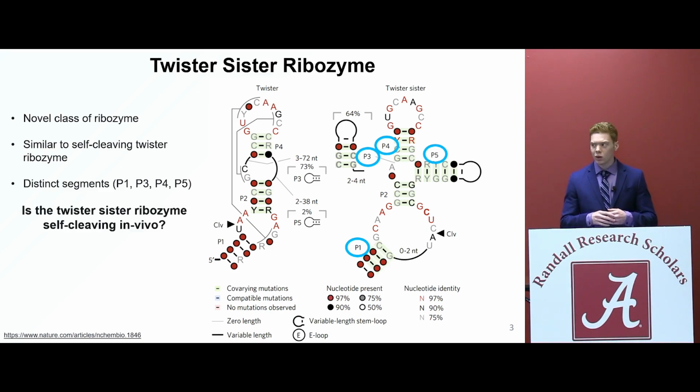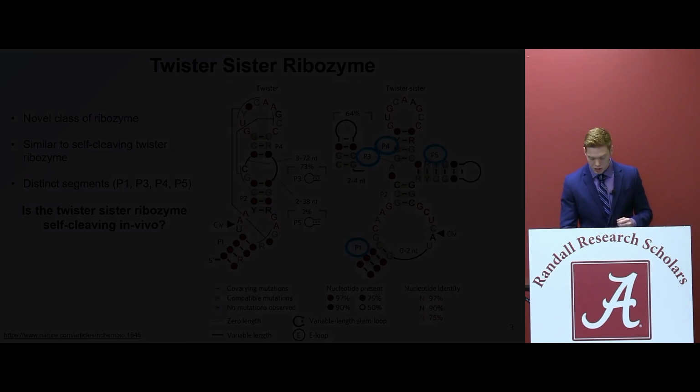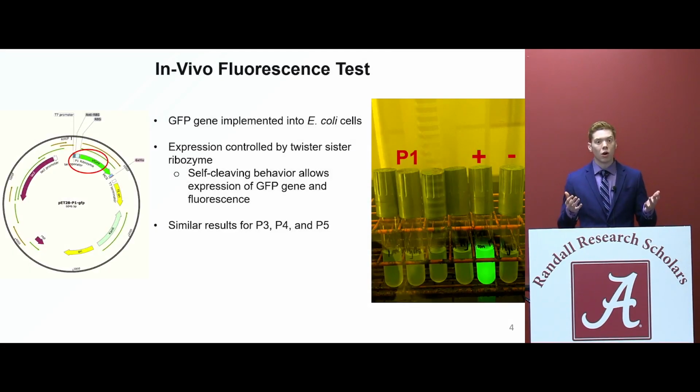The large question then, is the twister sister ribozyme self-cleaving in vivo, and can it function as a riboswitch? To test that, we move to the in vivo fluorescence test. Now, to accomplish this, the GFP gene was actually implemented into E. coli cells, and you can see that from the plasmid map visualized there on the left.